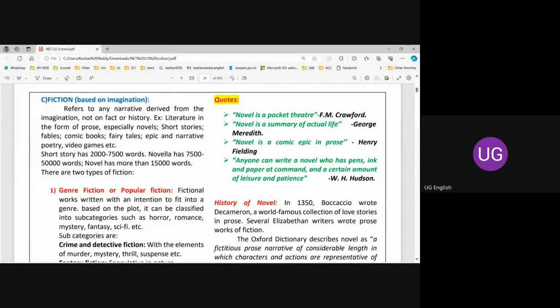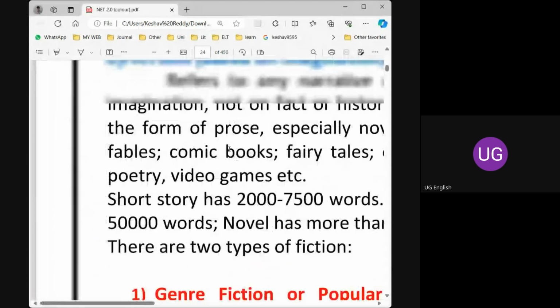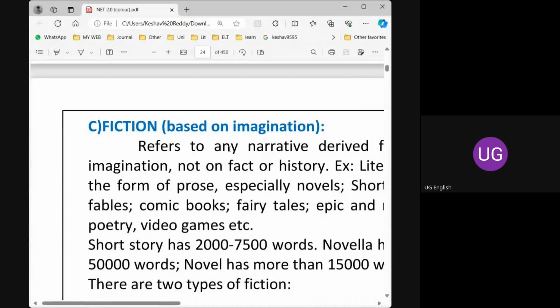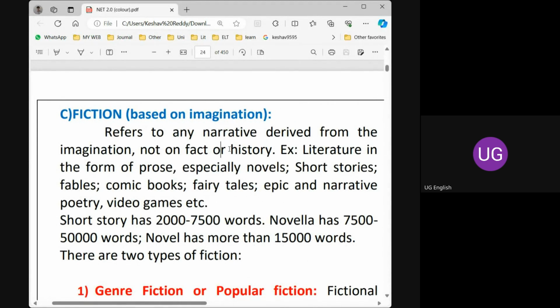So far, we have discussed the poetry and drama in detail. In today's class, we will be discussing fiction, and if possible, we will go to the non-fiction also, if time permits. But we'll quickly begin with the topic that is fiction. So, what is the meaning of fiction in general? If there is any idea, please type the answer in the chat box.